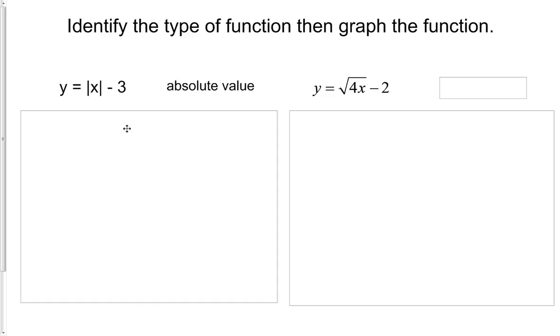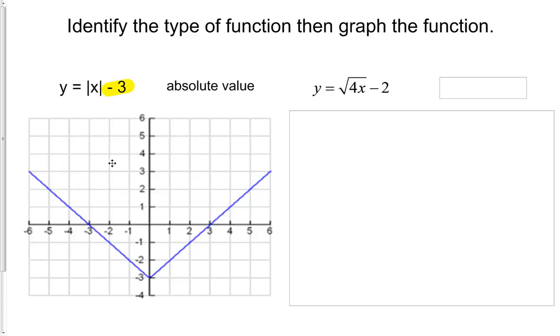Now to figure out what this looks like, we know that we're going to have the standard V shape, and there's nothing inside modifying the absolute value part, so that's just going to be a slope of 1 in both directions. So one direction we're going up at a slope of 1, one direction we're going down at a slope of, in that case, negative 1. And the whole graph is shifted down by 3 units because that is going to be our y-intercept here.